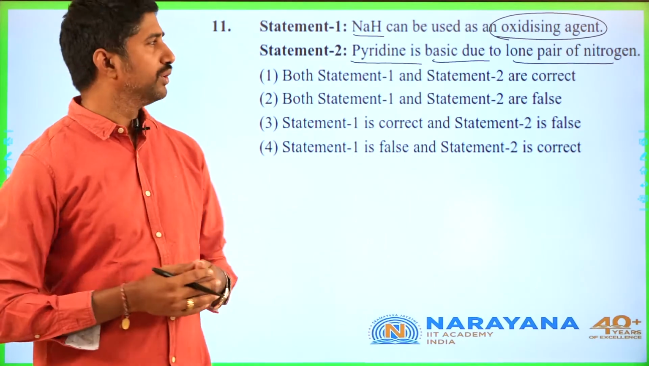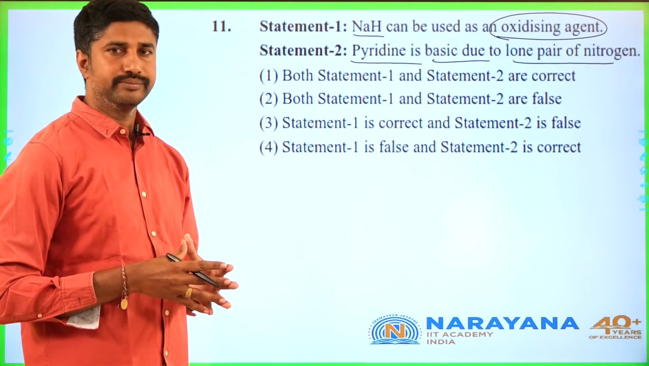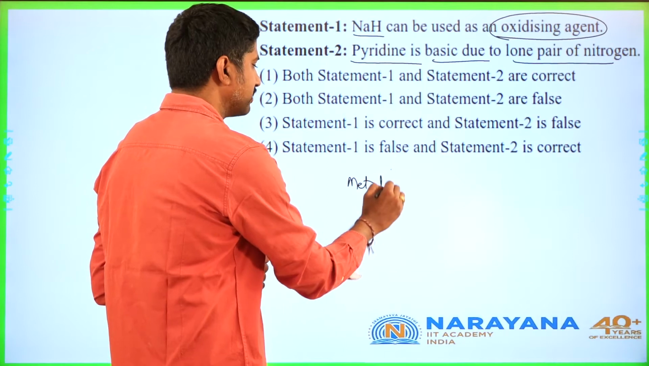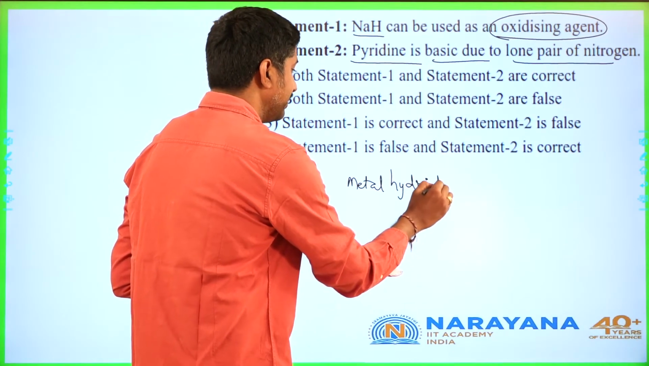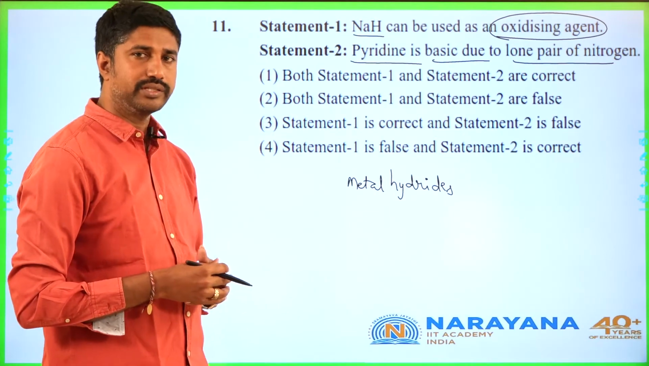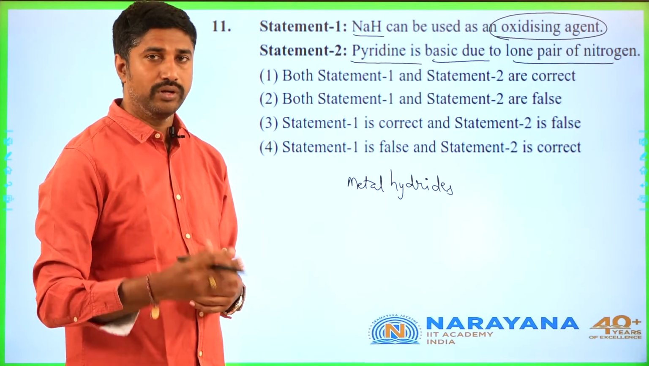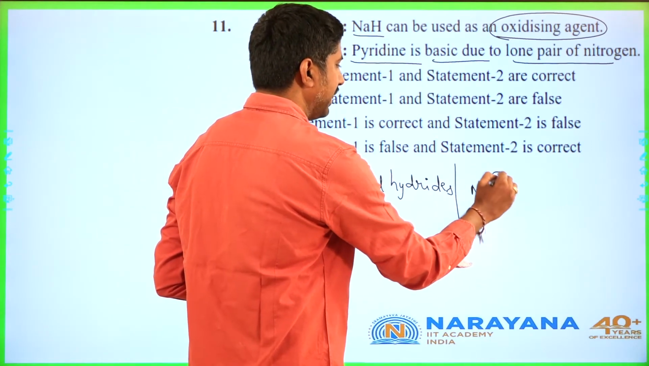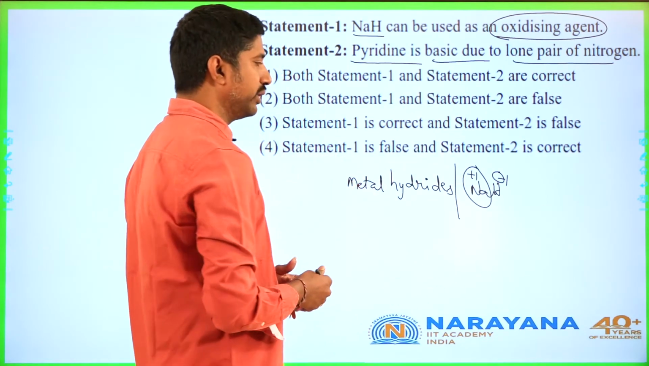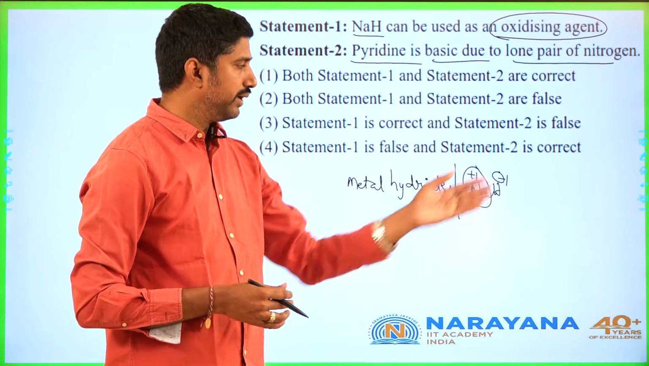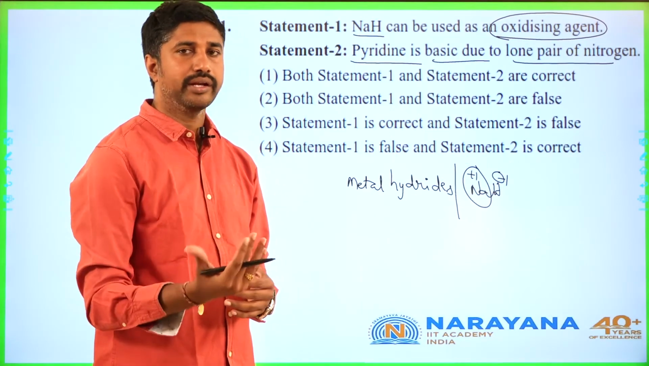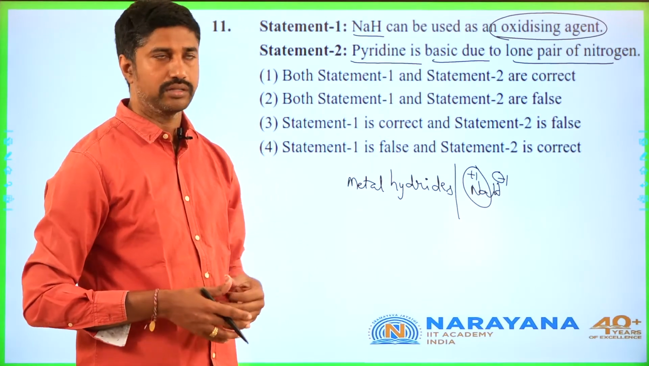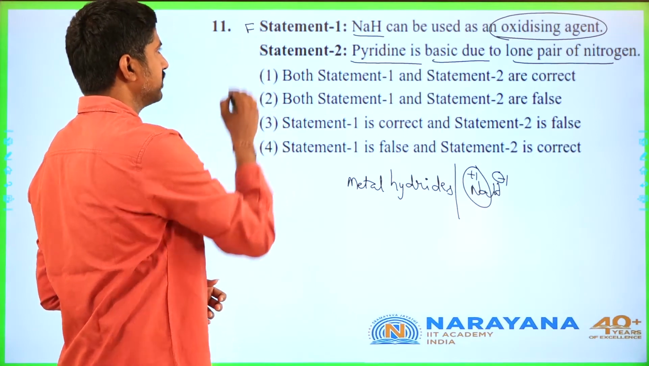We know that in sodium hydride, sodium is a metal. Metal hydrides are very good reducing agents. As metal hydrides are very good reducing agents, in NaH, hydrogen has -1 oxidation state and sodium has +1 oxidation state. So because of the H- ion, the hydride ion, it acts as a good reducing agent. And statement 1 says oxidizing agent, which is false. So statement 1 is a false statement.